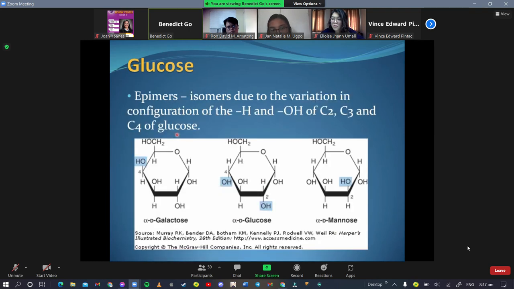Now, epimers. Epimers of glucose are what is exemplified here. These are isomers due to the variation in configuration of the hydrogen and the hydroxyl group, either in C2, C3, or C4. Example, in the middle is glucose. Now, you can say that galactose is a C4 epimer of glucose, whereas mannose is a C2 epimer of glucose.